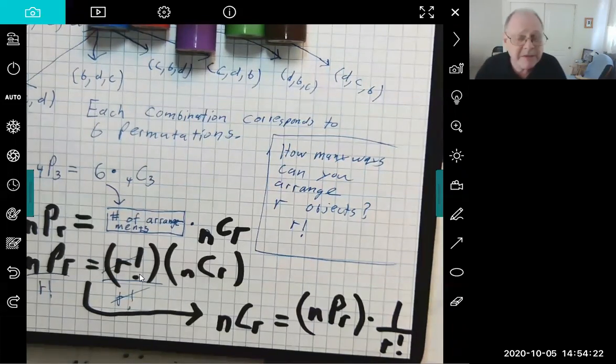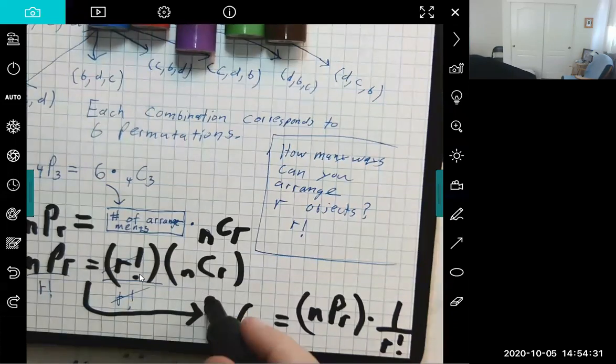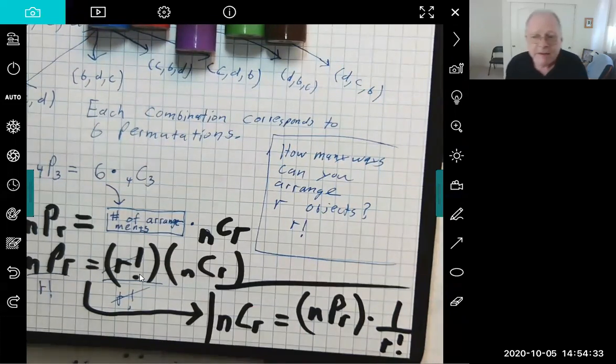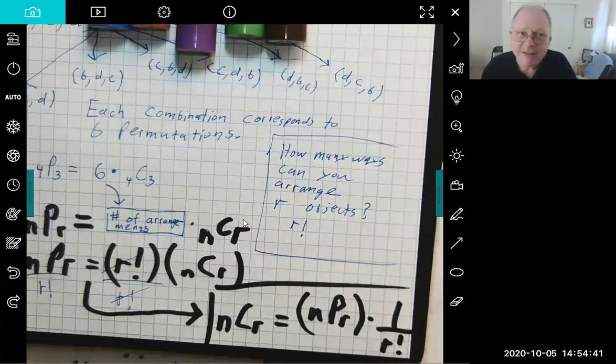So the takeaway from this video, the thing you want to memorize, is that thing in the box there in the corner. nCr is nPr times 1 over r factorial. That's all for this video.